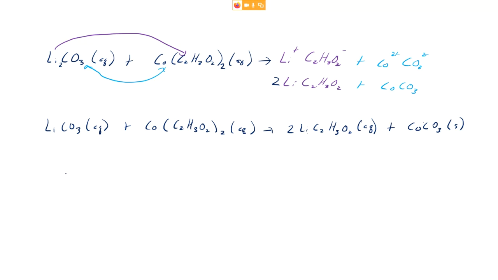Here's one for you to try. NH4Cl aqueous plus copper, this person likes acetate, copper 2 acetate aqueous, goes to form what? So I want you guys to try that one first. And this is really Cu.